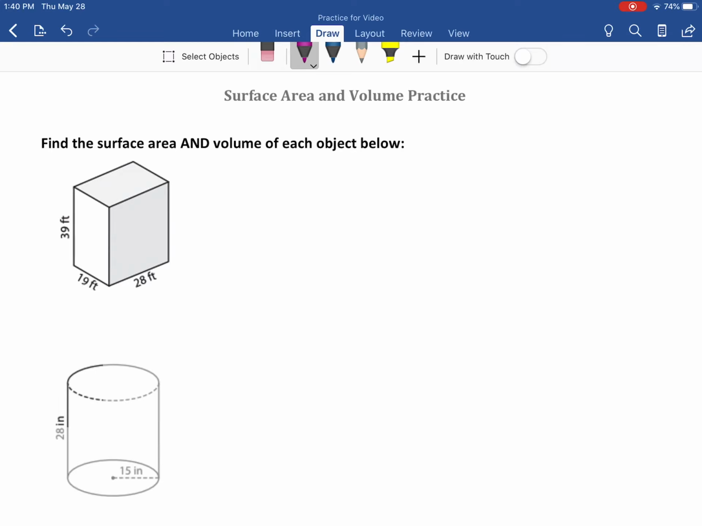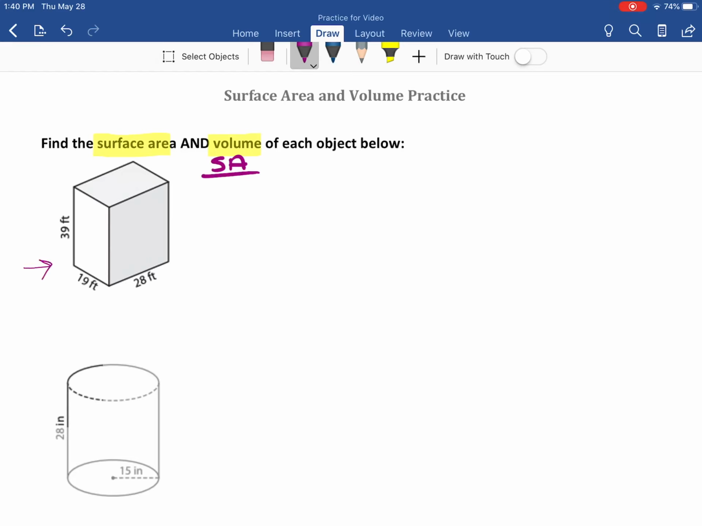So in the first part here, we're going to look at surface area and volume. I'm going to do each object, and we're going to do both of those skills. If I'm going to start with surface area, remember that surface area means we have to find the area of all of the surfaces on the object. So we're going to start off simple with a rectangular prism here.